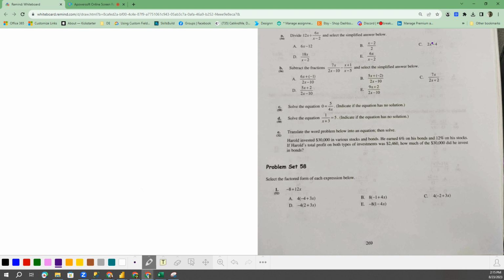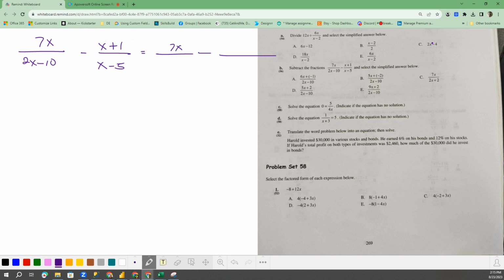Letter B, what's the problem here? We need to subtract. So remember, for subtraction and addition, you need to make sure they have the same denominator. If they don't, you need to make them the same denominator. Okay, let's copy the problem: 7x over 2x minus 10, minus x plus 1 over x minus 5. The denominators are not the same, so we need to factor them all out. The numerators, we pretty much just copy.